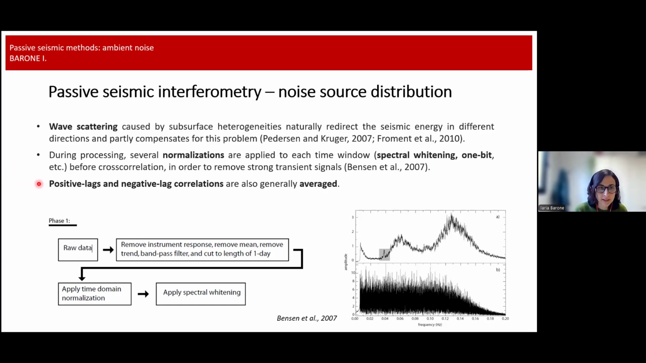And then finally, what we can do is to average the positive lag cross-correlation with the time-flipped negative lag cross-correlation. This is also something that is normally done, and that somehow compensates for this asymmetry of the cross-correlation function.